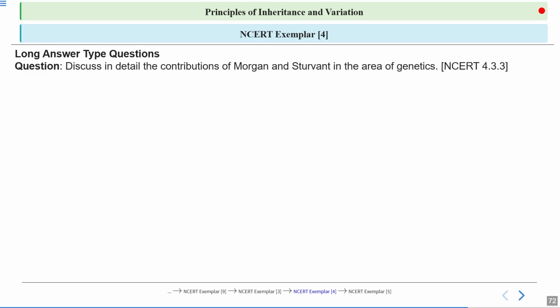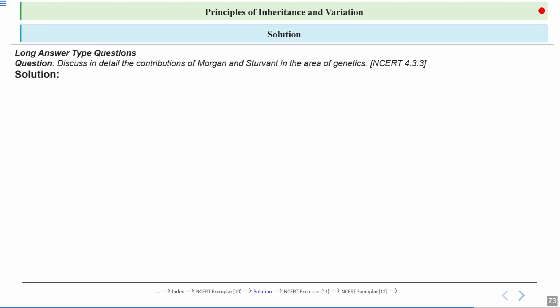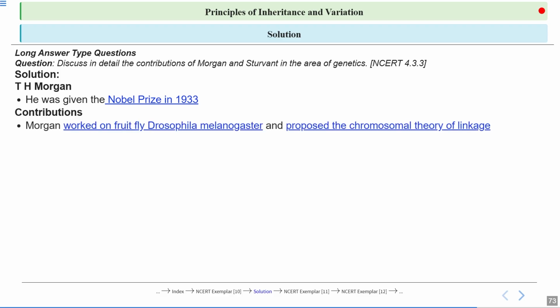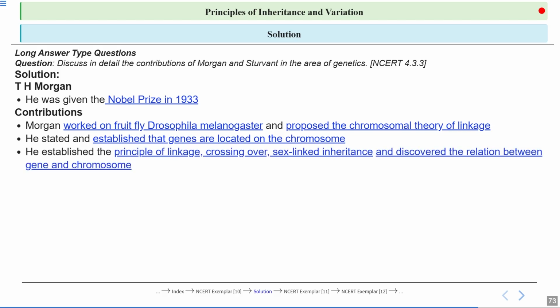Now discuss in detail the contribution of Morgan and Sturtevant in the area of genetics. So Morgan gave linkage and recombination. Morgan was given the Nobel Prize in 1933. He was carrying out dihybrid crosses in Drosophila melanogaster, and he gave the chromosomal theory of linkage. He said that when genes are present on the same chromosome and the distance between the two genes is less, they are linked together, they are inherited together, and parental combinations will be more.